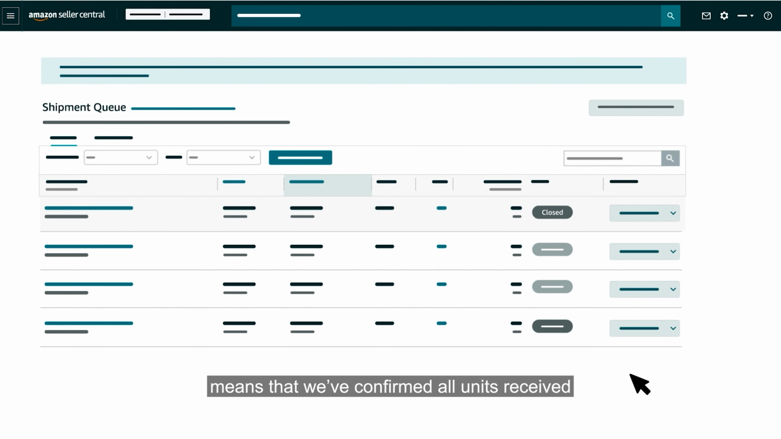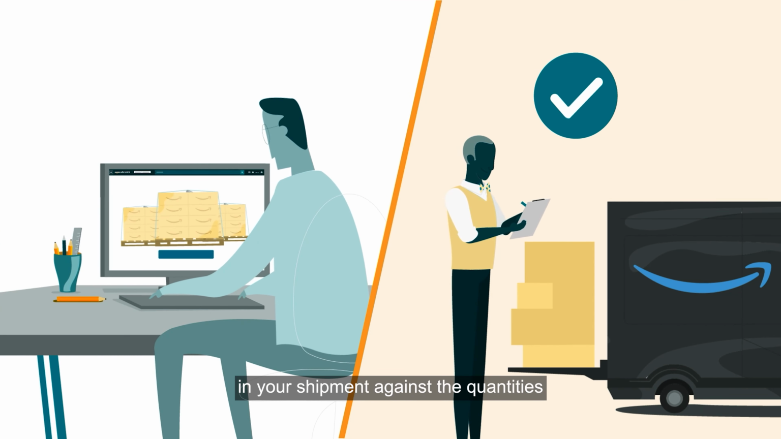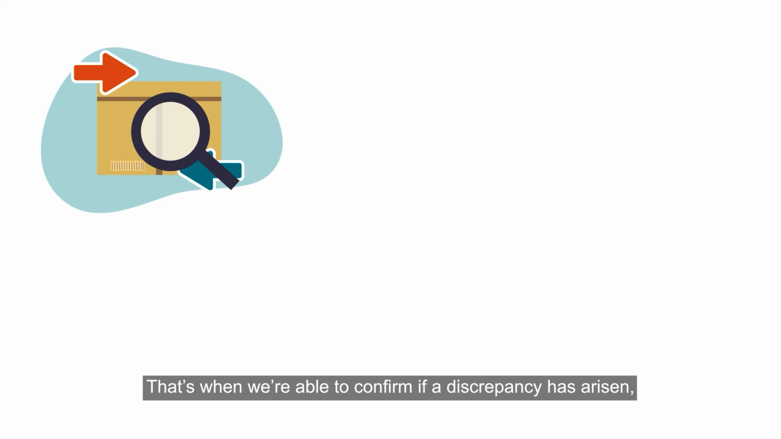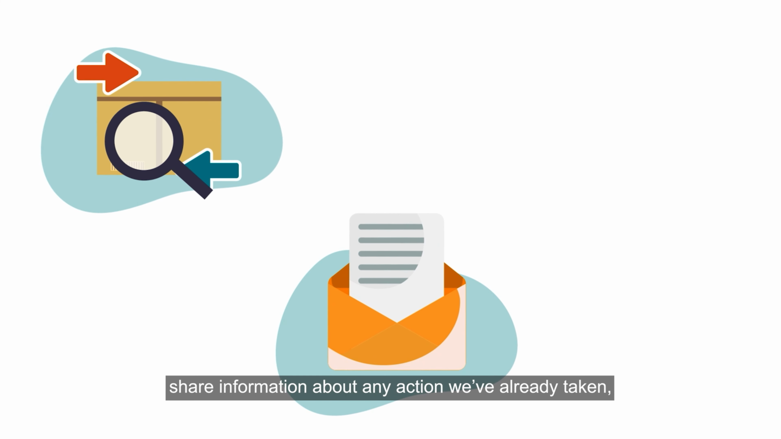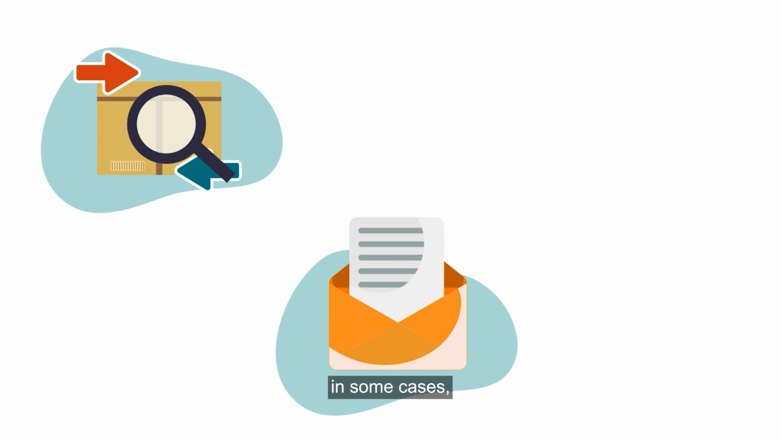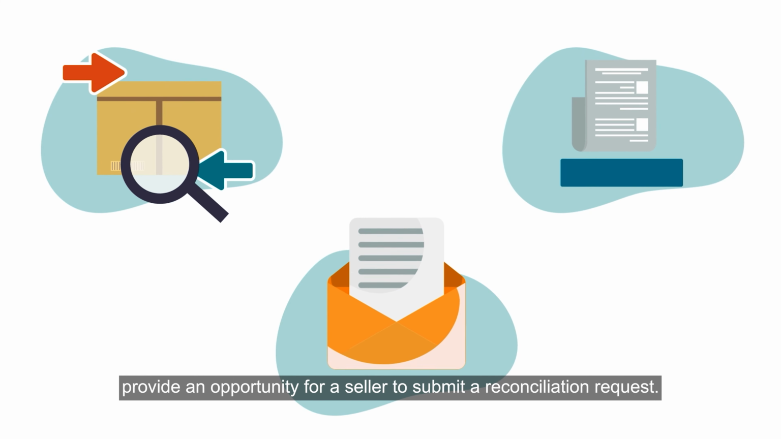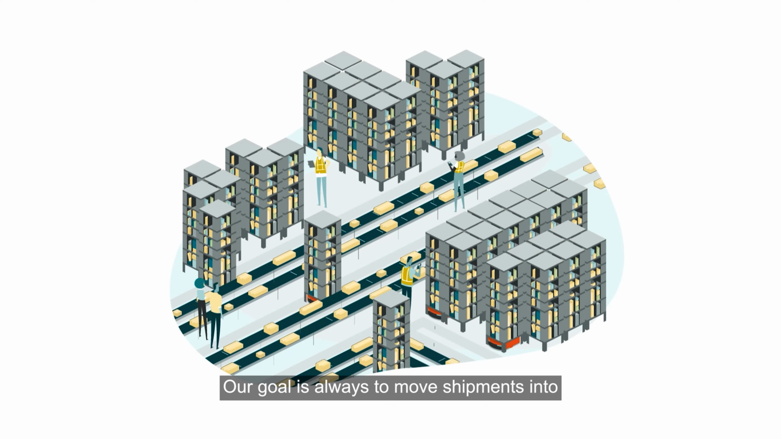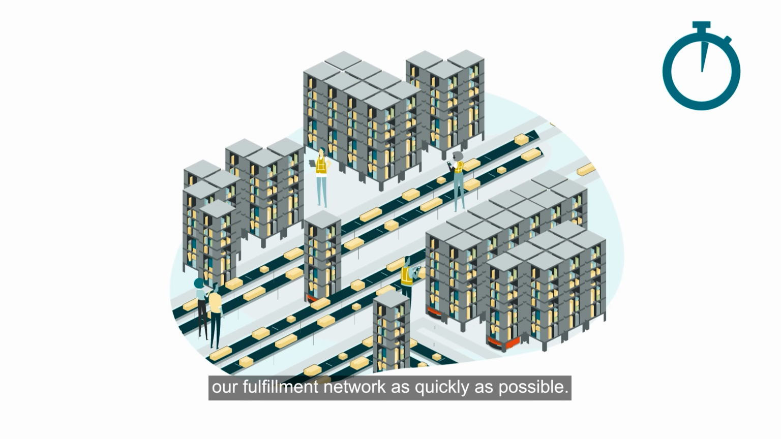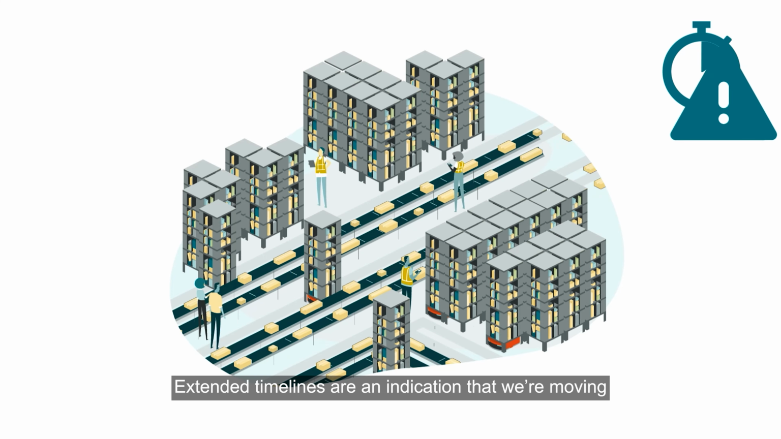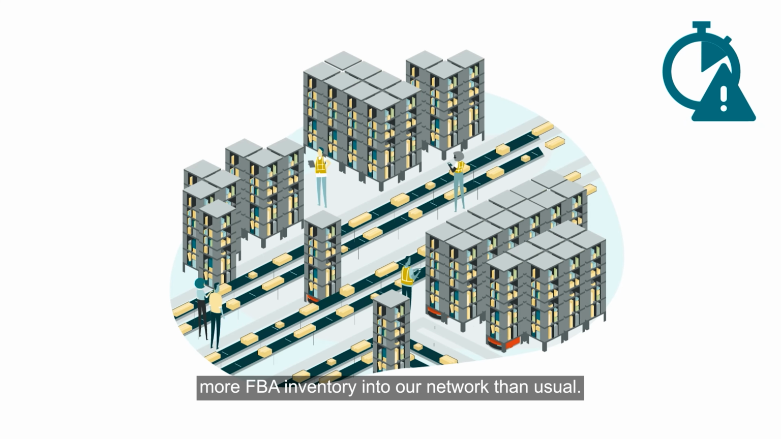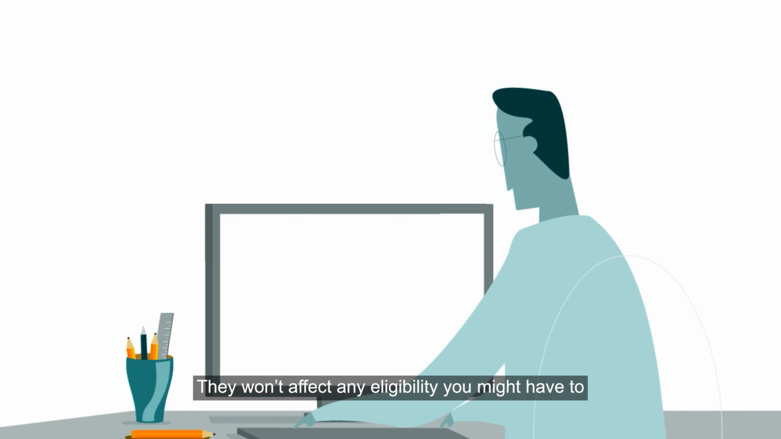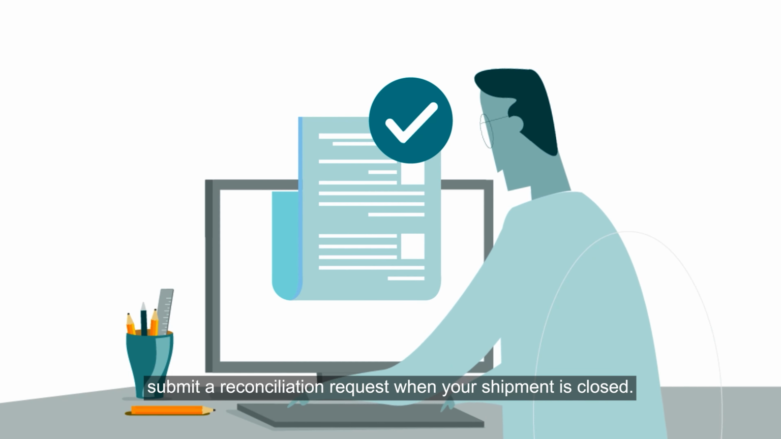Closed, however, means that we've confirmed all units received in your shipment against the quantities you entered during shipment creation. That's when we're able to confirm if a discrepancy has arisen, share information about any action we've already taken, and in some cases, provide an opportunity for a seller to submit a reconciliation request. Our goal is always to move shipments into our fulfillment network as quickly as possible. Extended timelines are an indication that we're moving more FBA inventory into our network than usual. They won't affect any eligibility you might have to submit a reconciliation request when your shipment is closed.